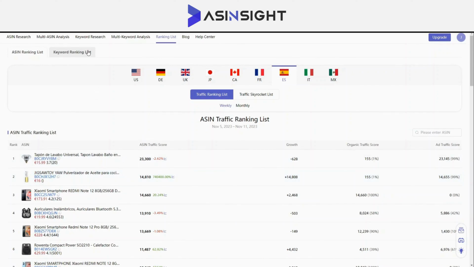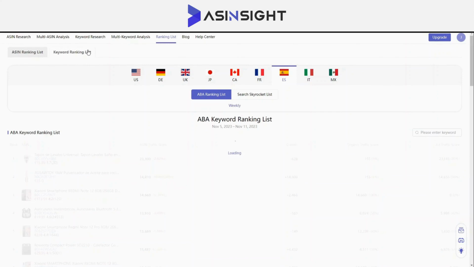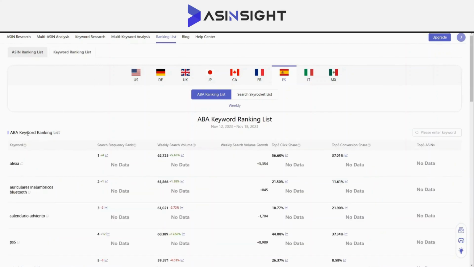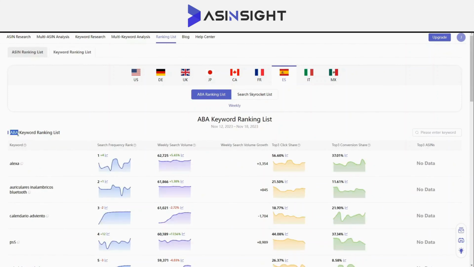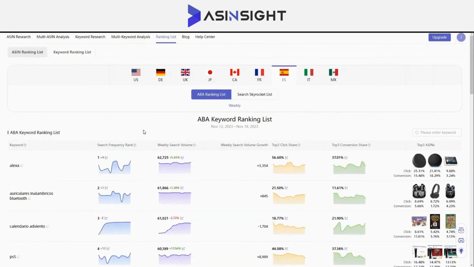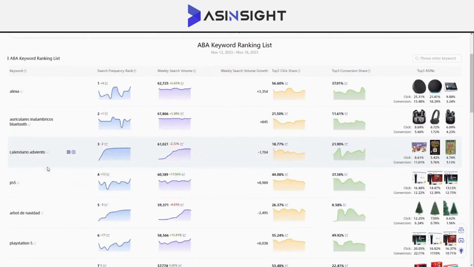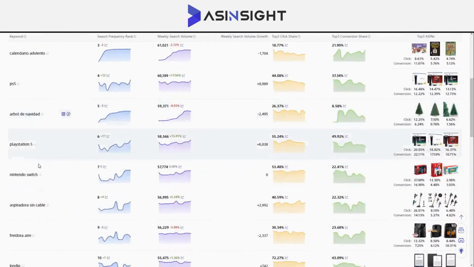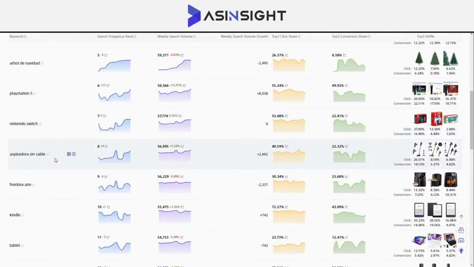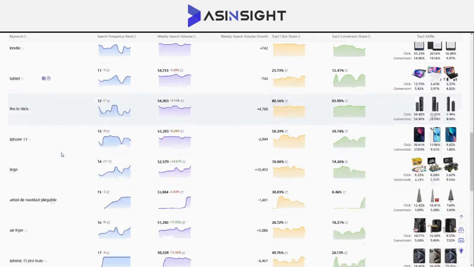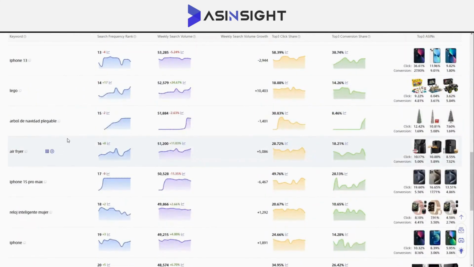And we can do the same by keyword ranking list. Here we can see what the search trends are. The search trends taken from ABA, from Amazon Brand Analytics, for Spain during this period of the last week, which is pre-Black Friday. Alexa, wireless headphones, advent calendar, the PS5, Christmas tree. Well, not many surprises. Here, people are already looking for Christmas gifts, as you can see.